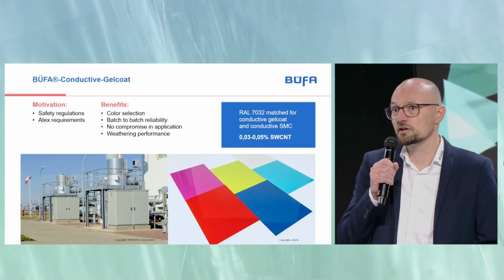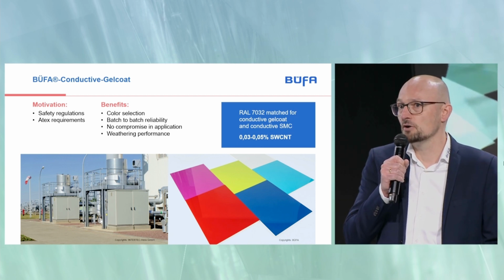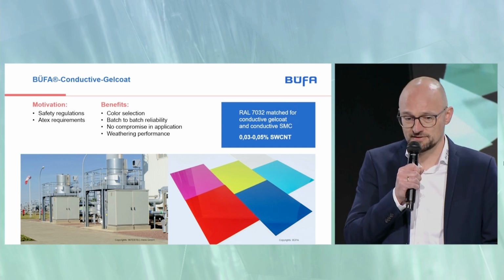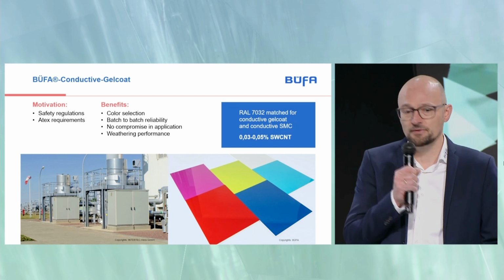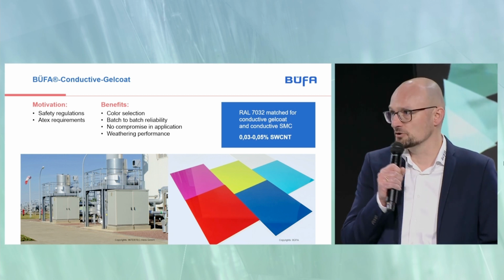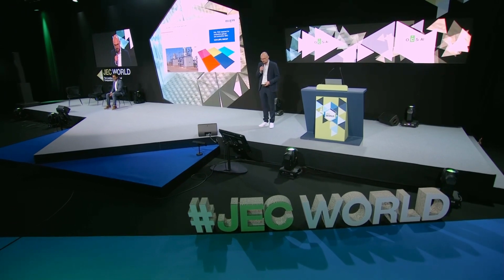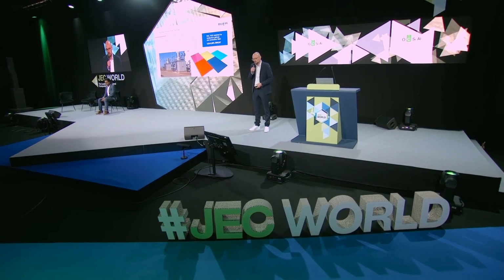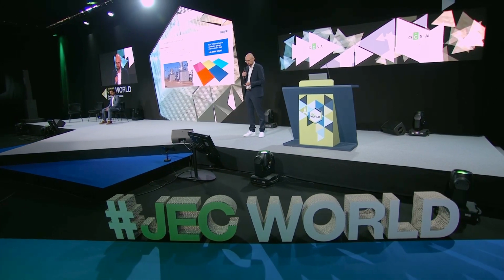Such gelcoats can be applied by brush, by spray, and without any gases inside or pores. With this technology, you can achieve the same weathering performance as you know it for standard types. Another example is on the left. There you see a gelcoat colored in RAL 7032.